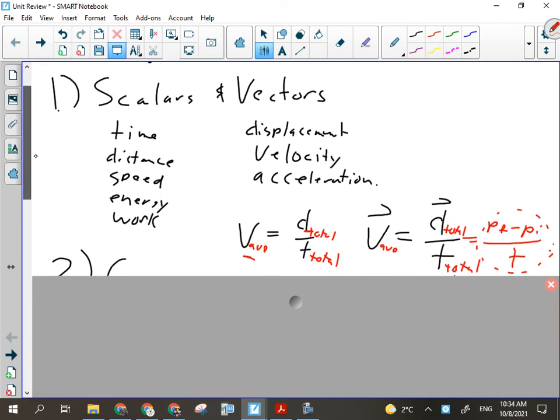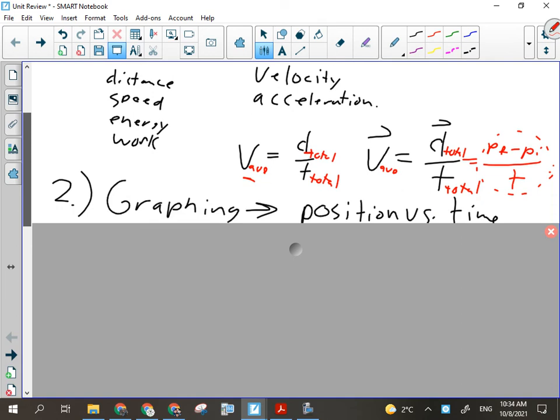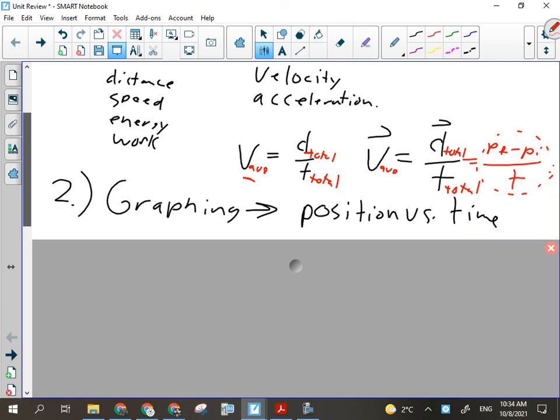All right, the next thing that we went over was graphing, and that was all review of Science 10 as well. We went over position versus time graphs and velocity versus time graphs. You're going to be asked to interpret those types of graphs and perform calculations using them.